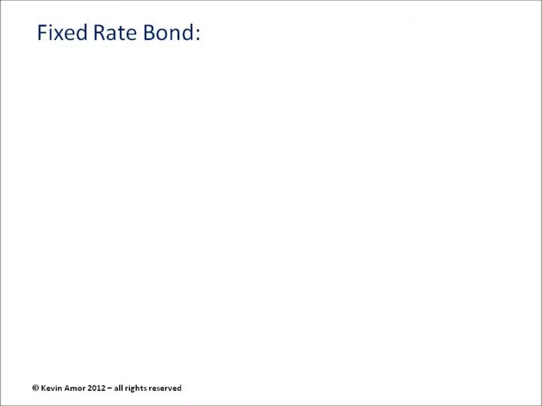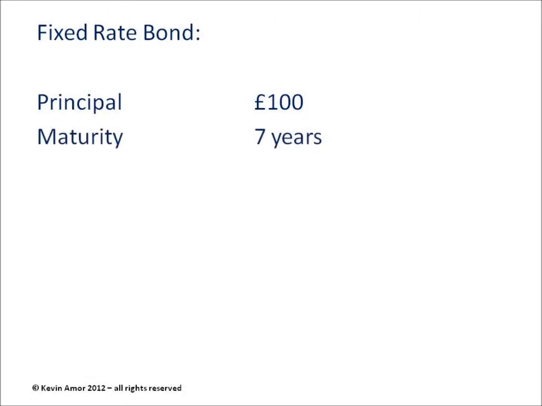Let's look at a fixed rate bond. First thing you recall is there is a principal. This is the amount that each individual bond is nominally said to have lent. So you've lent £100 for this piece of paper, and that's what you'll get back on maturity. The maturity for this bond or loan stock is 7 years.